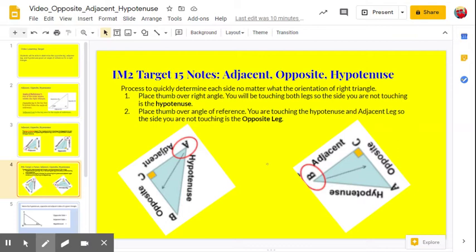So when I put my finger on the angle of reference, I'm always going to be touching the adjacent leg and the hypotenuse. So as long as I know which one is the hypotenuse, then I know the other side is the adjacent leg each and every time.